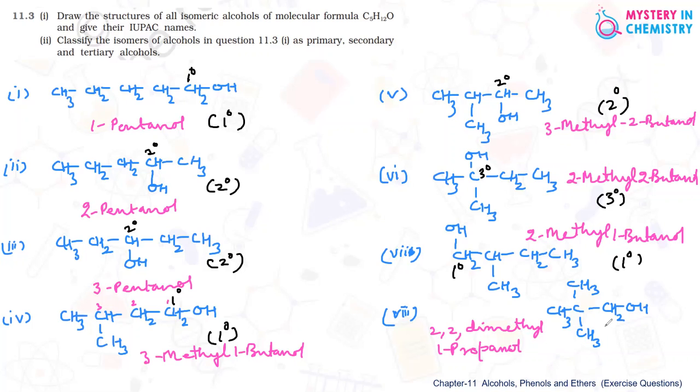Here again, this carbon is quaternary, but what about this carbon which is containing OH group? It is further attached to only one carbon atom. So it is a primary carbon, and that is why the alcohol will remain primary alcohol.